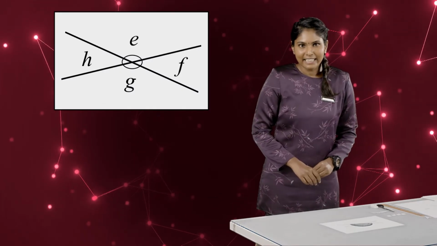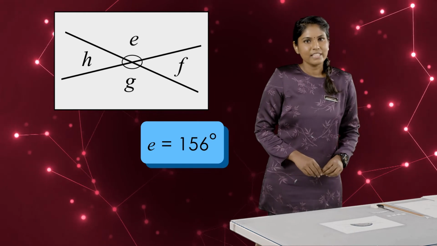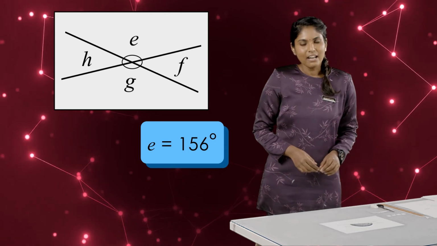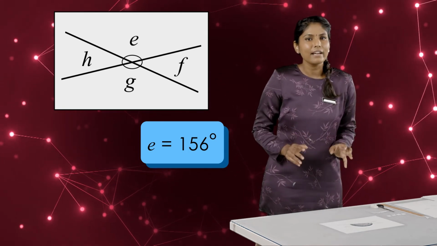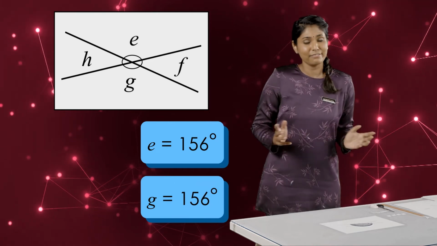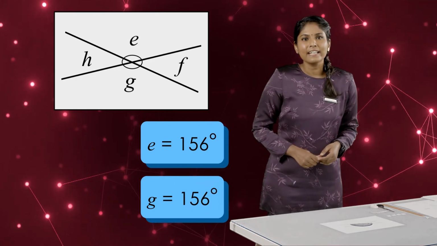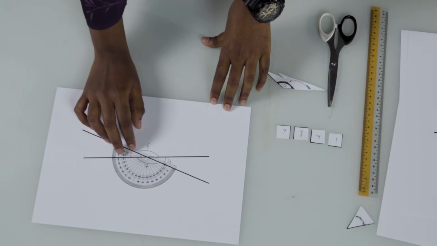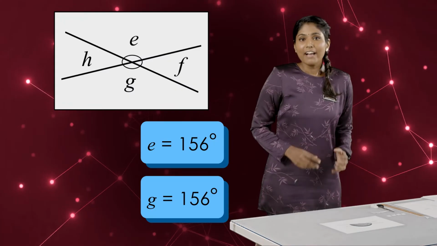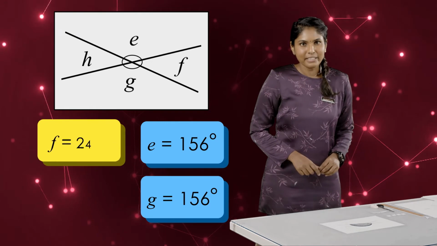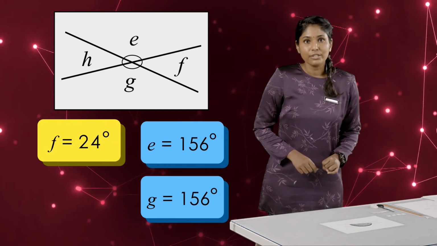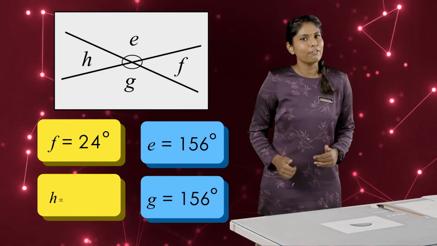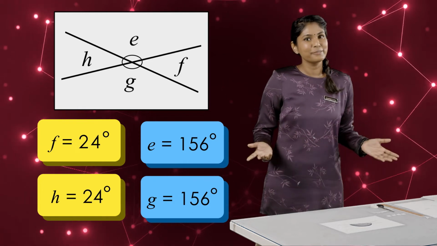The value of angle E is 156 degrees. Angle G, which is vertically opposite to angle E, also has the same value of 156 degrees. They have the same size. Now, let's check the value of angle F and angle H. The value of angle F is 24 degrees. Angle H, which is vertically opposite to angle F, also has the same value of 24 degrees. They have the same size too.